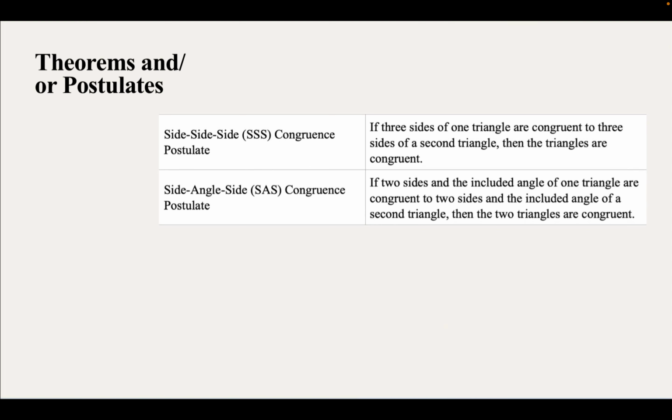SSS and SAS are shortcuts to prove that triangles are congruent. SSS stands for side, side, side, and SAS stands for side, angle, side. And what this says is if you have two triangles such that there are three pairs of congruent sides, then the triangles are congruent. So I'm going to draw two triangles here. And this says if three sides are congruent, then the triangles are congruent.